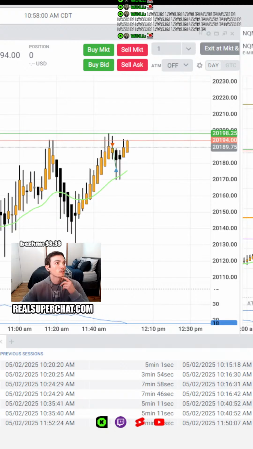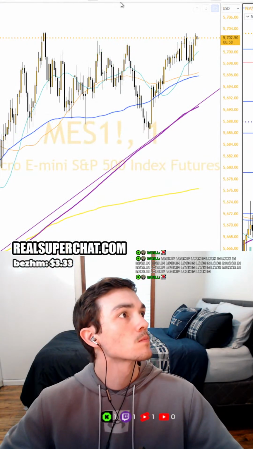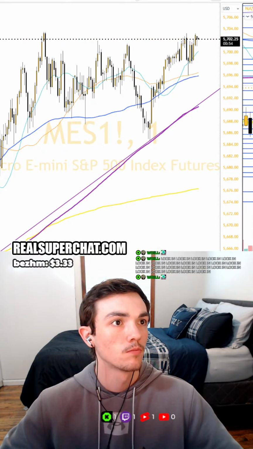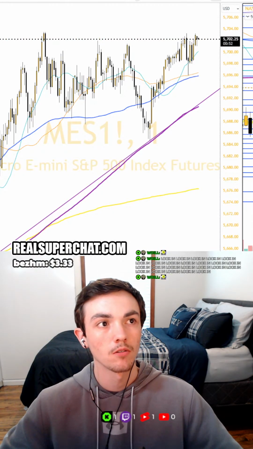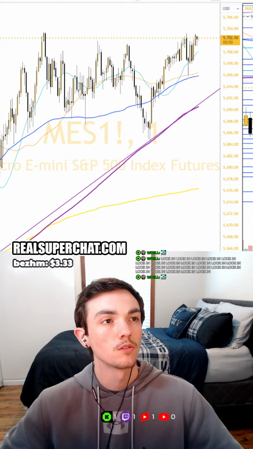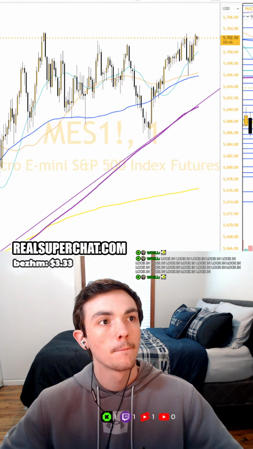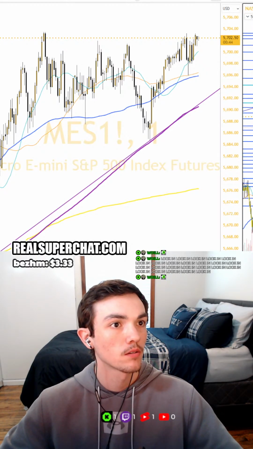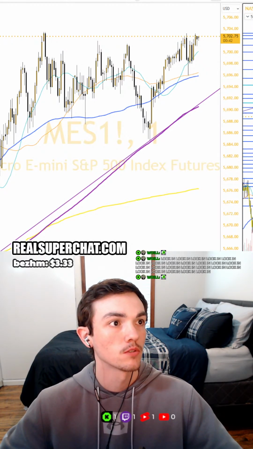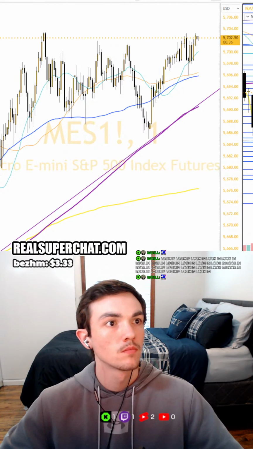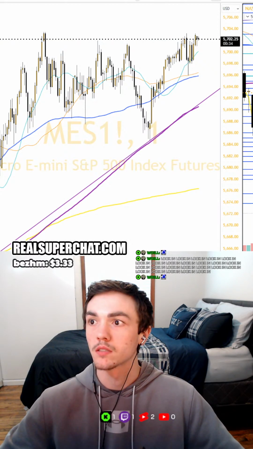I really think on this NQ right here, they want to take this daily candle all the way to the 200-day SMA. What I think. It also lines up perfectly with resistance. These candles. Makes sense.